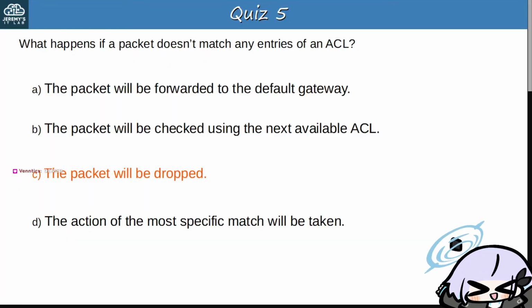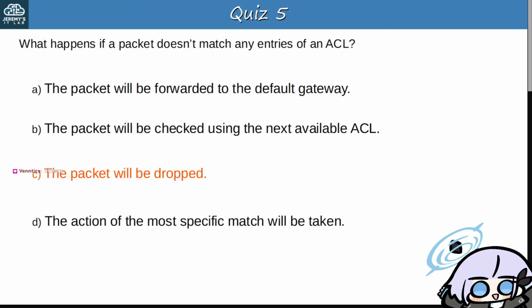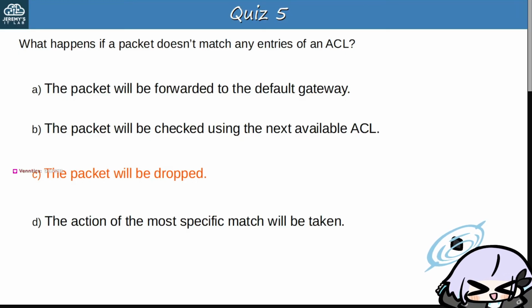Every ACL includes an implicit deny at the end, which will deny all packets that don't match any of the ACL's entries. So, C is the correct answer. That's all for the quiz.